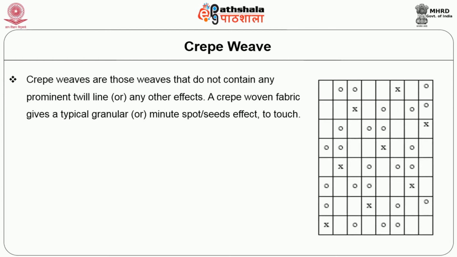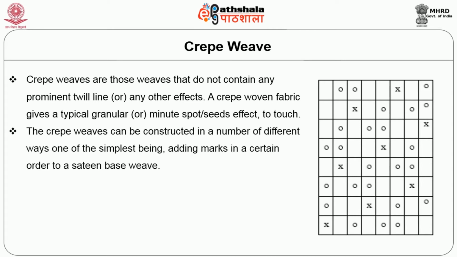Crepe weave. Crepe weaves are those weaves that do not contain any prominent twill line or any other effect. A crepe woven fabric gives a typical granular or minute spot seed effect to touch. The crepe weaves can be constructed in a number of different ways, one of the simplest being adding marks in a certain order to the satin base weave.